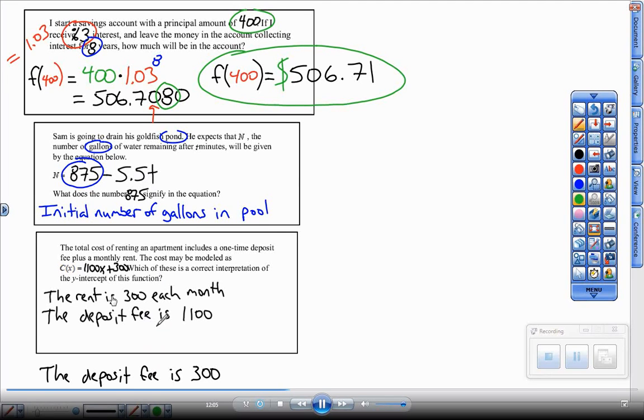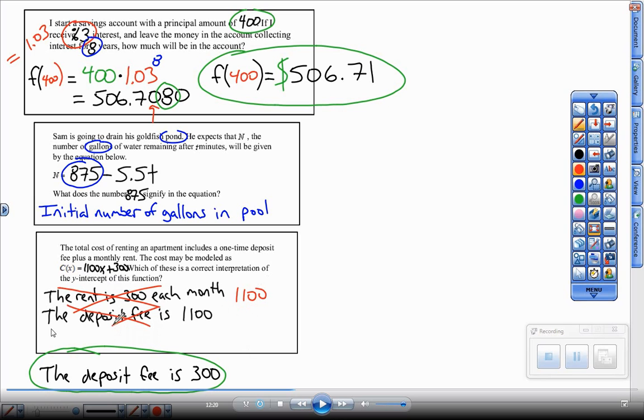This one down here has you look at this equation and realize that the only term that matches this is the fact that this says the deposit fee is $300. That's what that is. These other ones are no good because they say the rent is $300 each month. That's not true. The number in front of X tells you how much you're spending each month. That is $1,100 each month.